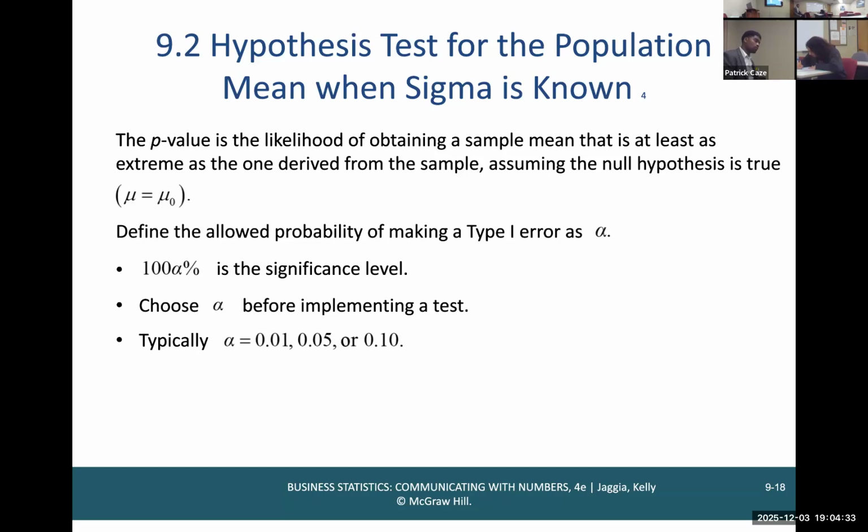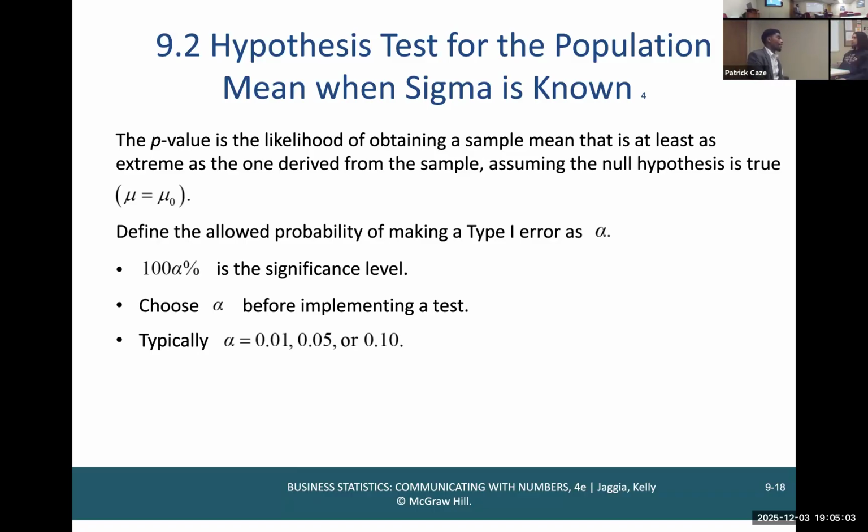If I know it, cool, I use the Z test. If I don't know it, I use the T test. If the sample size is large and I know the standard deviation, definitely Z-test. If I have a large sample size but I don't know the standard deviation, I still use the T-test, because eventually, because of the large sample size, the T-test will look like the Z-test distribution.